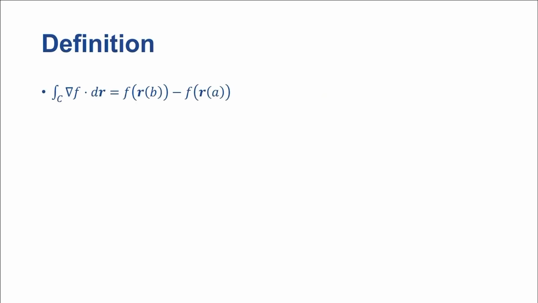So the fundamental theorem for line integrals says that the integral over curve C of the gradient of some potential function with respect to the displacement vector dr is equal to that potential function evaluated at r of b minus the potential function evaluated at r of a. This should be very easy.